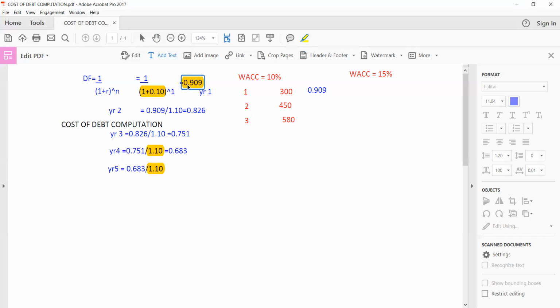So here I got the first answer to be 0.909. If I want the second answer for year 2, I'll divide that 0.909 by 1.1. Then I got 0.826. I wanted the discount factor for year 3, so I divided the last answer, 0.826, by 1.1 again. I got 0.751. 0.751 divided by 1.1 I'll get for year 4, divided by 1.10 I'll get for year 5, and on and on. That way, that is an easy way of computing and getting these discount factors.